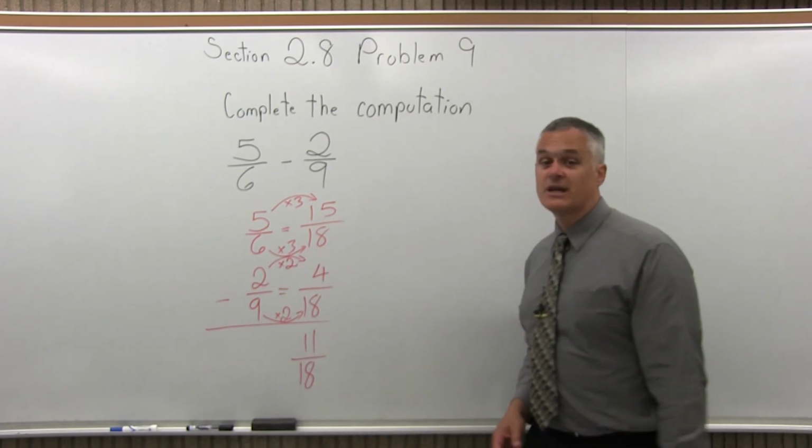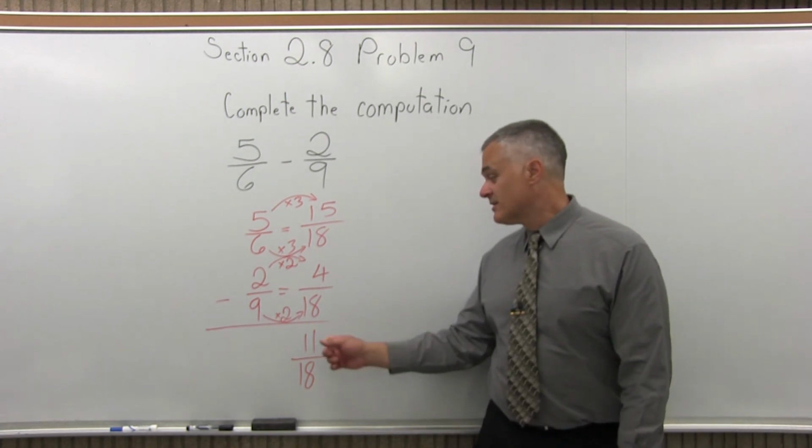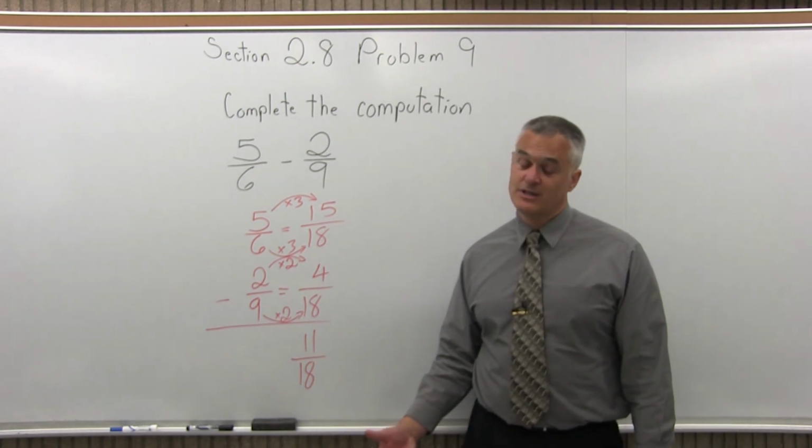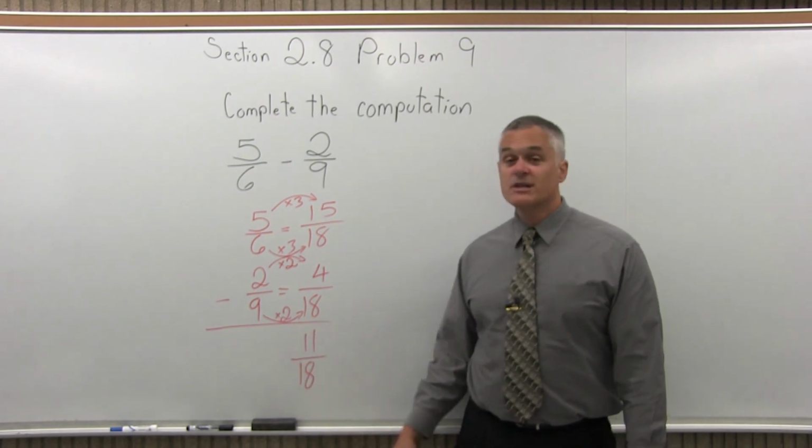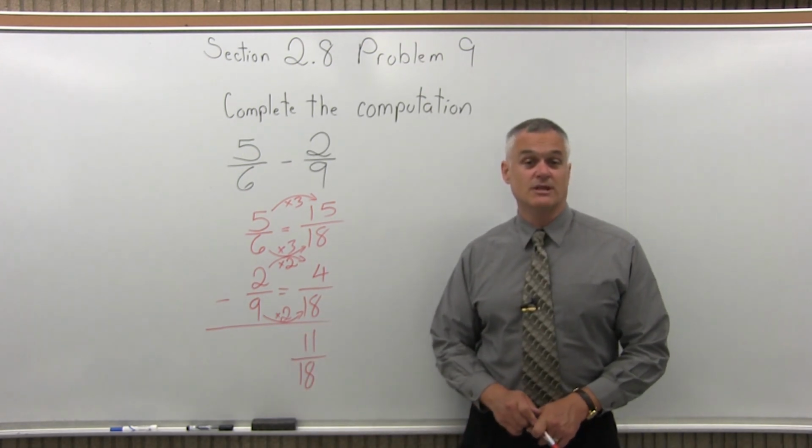You should check to see if that can be reduced. Are there any values that will divide into both 11 and 18 evenly? The answer is no. Nothing divides into both of those evenly. So that's it. That's the final answer. That's as far as it goes. 11 over 18 is the result.